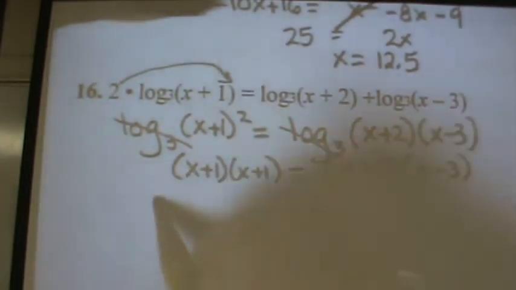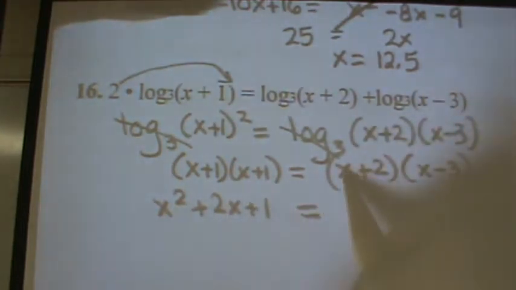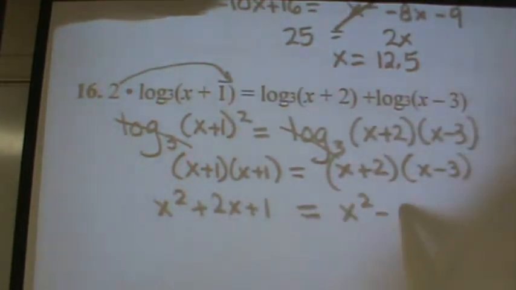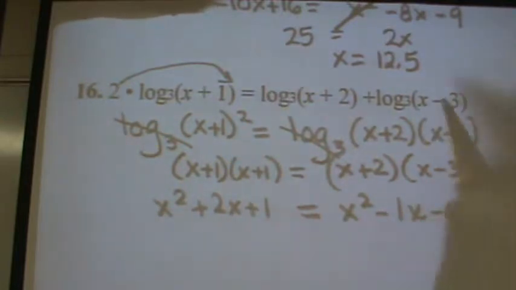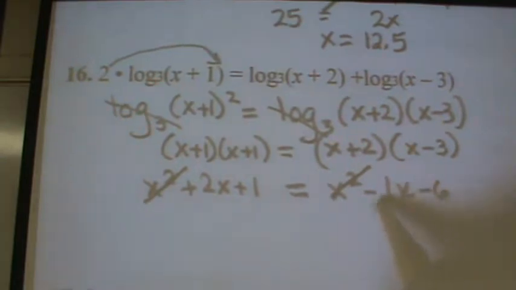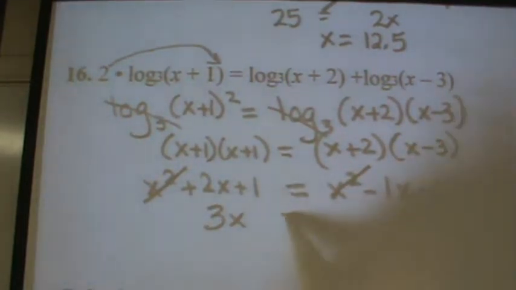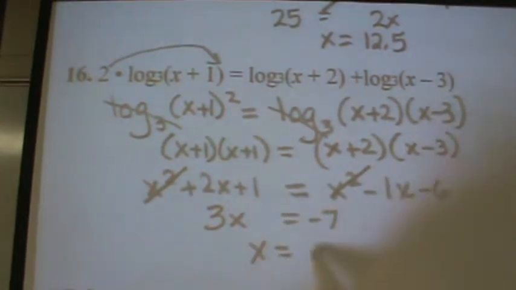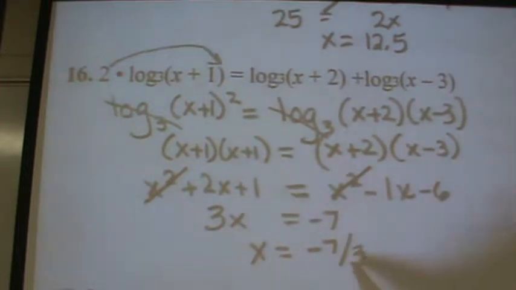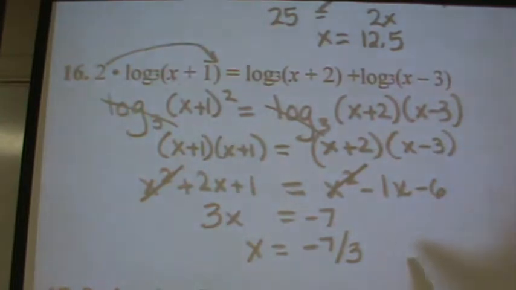You're going to get x squared plus 2x plus 1 equals x squared minus 1x minus 6. These cancel. Add 1x to 2x gives us 3x. Subtract 1, you get negative 7. And x is negative 7/3. Now, because this is a negative number, when I plug that in here or here, it's no solution, because you're going to get a negative number.